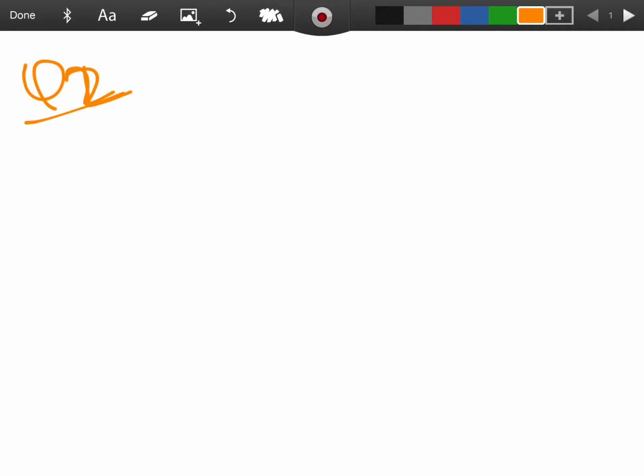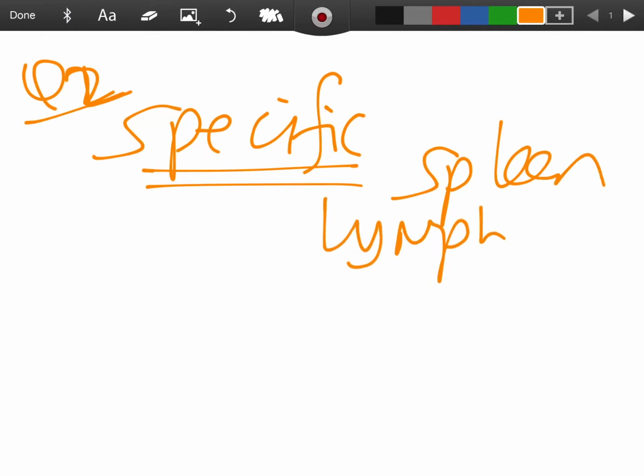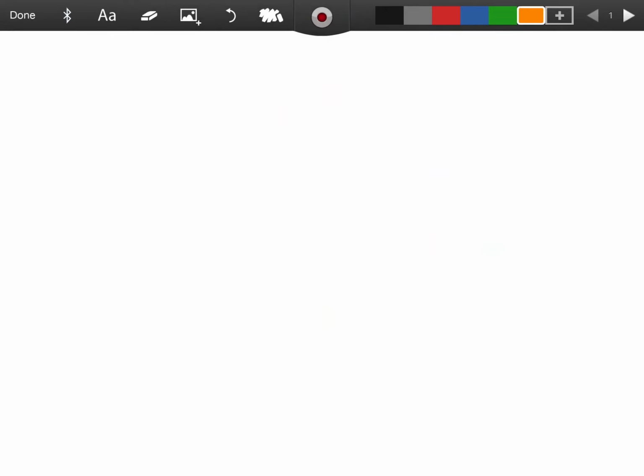Two organs. Now, look, it says that are specific. So I wouldn't go mentioning the skin there when they use the word specific in the question. Specific, I think, maybe implies the specific immune system. So you'll be talking about things like your spleen, your lymph nodes, tonsils, those kind of organs.